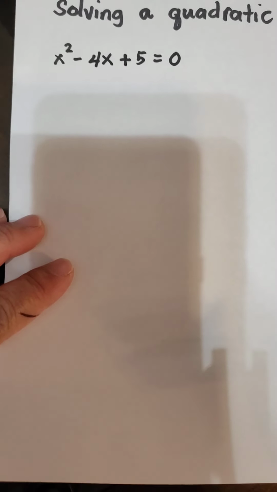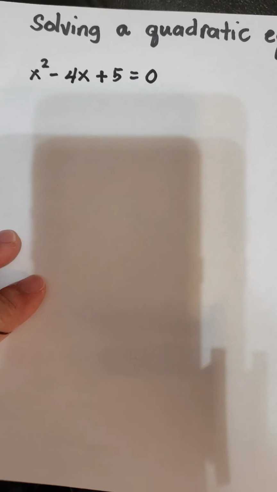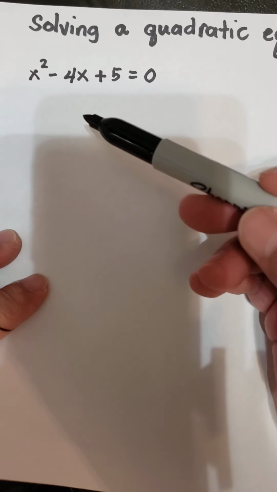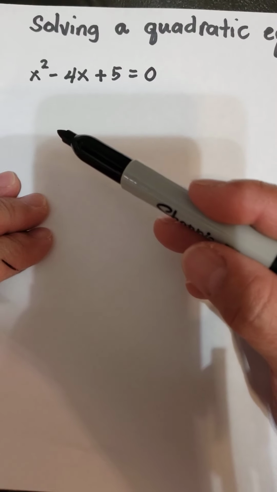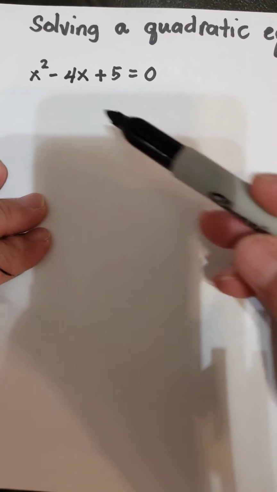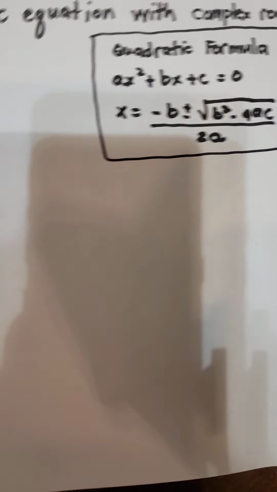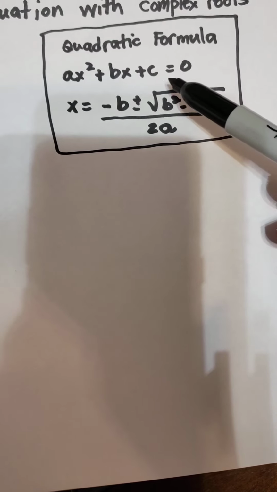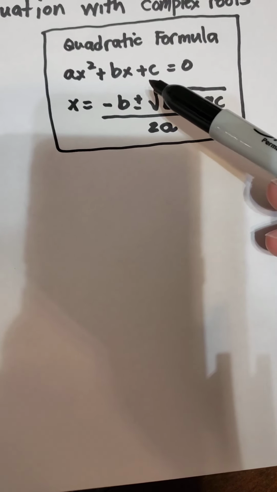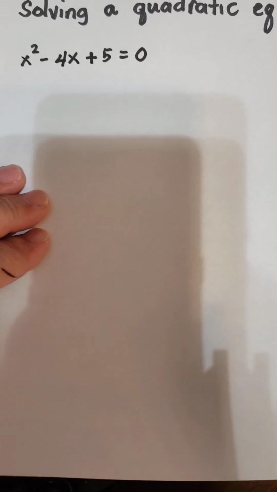So let's take, for example, our quadratic equation over here. x squared minus 4x plus 5 equals 0. We know that this is already in standard form, so then we can find out what's going to be our a, b, and c. Those are the numbers beside x squared, x, and the c, that's your constant. That's your y-intercept, remember?